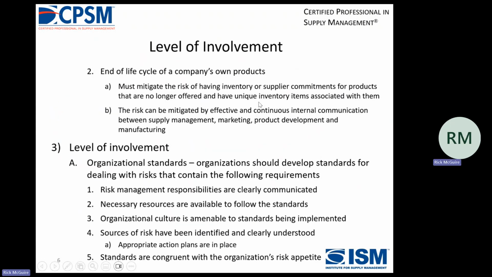And then end of life cycle for our trucks or our own products. Got to mitigate the risk of having inventory and supplier commitments because our supply chains for these trucks are very long. And there's 6 months of supply out there that we might be liable for. Risk can be mitigated by effective and continuous internal communication between supply management, marketing, and product development. When we phase out these trucks, everybody has to coordinate.